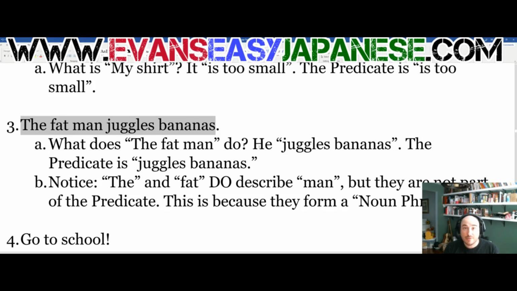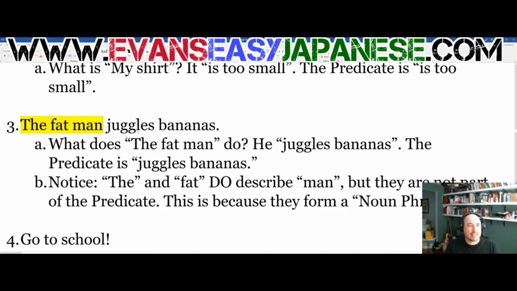And what does the fat man do? Everything that isn't the subject is juggles bananas. So that's the predicate. The predicate is juggles bananas. The and fat do describe the man. Okay, right. So one of our definitions of the predicate was that which describes the subject, but notice how the and fat are describing man, whereas the fat man is all just one idea. So this is tricky. This is why this is all difficult to define.